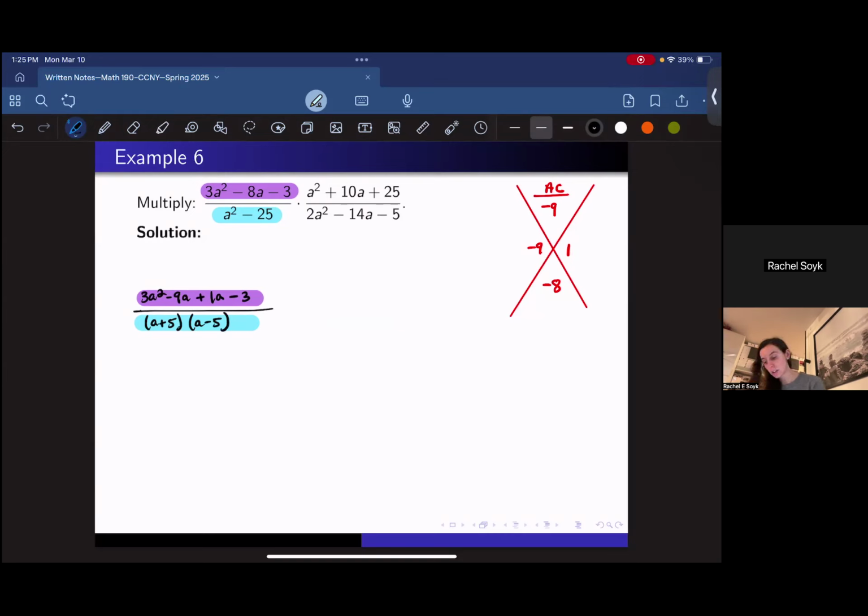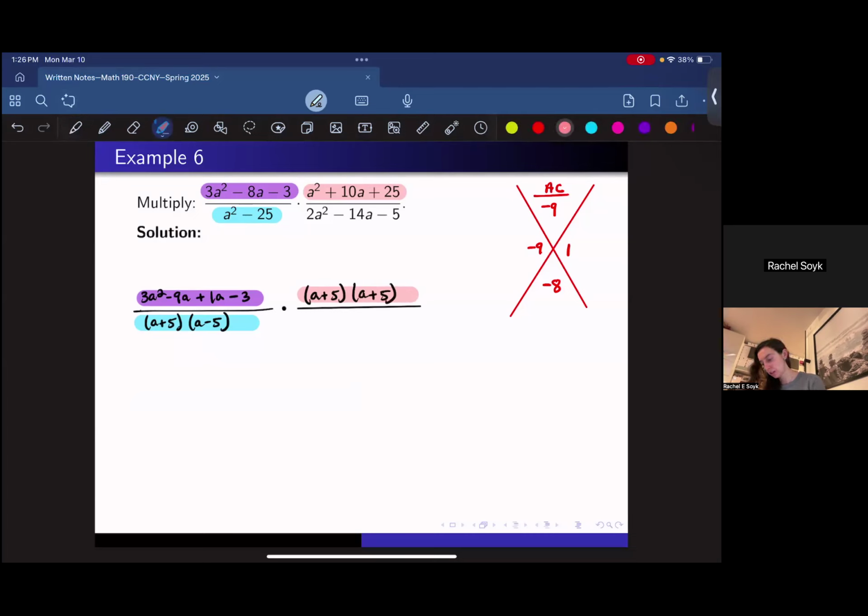And then we can look at that second fraction. Factor out that numerator, factor pairs of 25 that add to 10, 5 and 5. So that can be broken up into a plus 5 in parentheses, a plus 5.